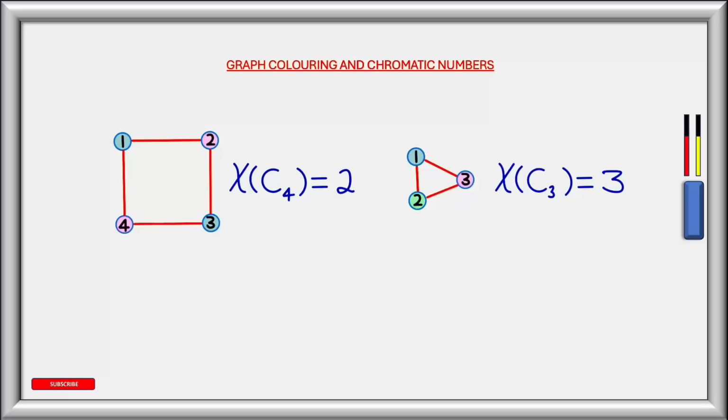And in the C3 graph on the right of the board, where we have 3 vertices, we see it requires 3 colors, as each vertex is adjacent to 2 others. And so in this case, chi of C3 is equal to 3. And this applies to all cycle graphs, irrespective of the number of vertices. If a cycle graph has an even number of vertices, then the chromatic number is 2. If it has an odd number of vertices, then the chromatic number is 3.